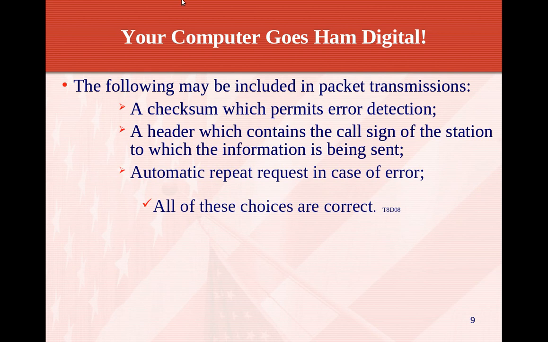The following may be included in packet transmissions: a checksum, which permits error detection; a header, which contains the call sign of the station from which the information is being sent; and it automatically repeats the request in case of error. All these choices are correct. So if it doesn't receive the whole entire packet, it'll just keep trying over and over again until it gets through.